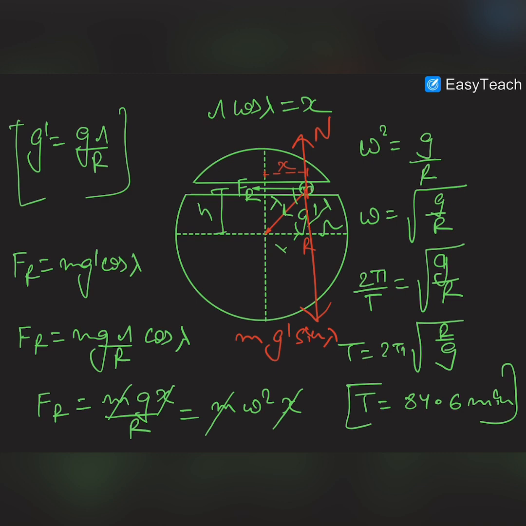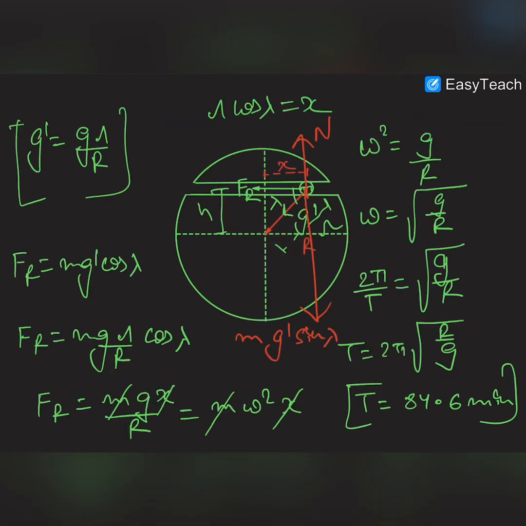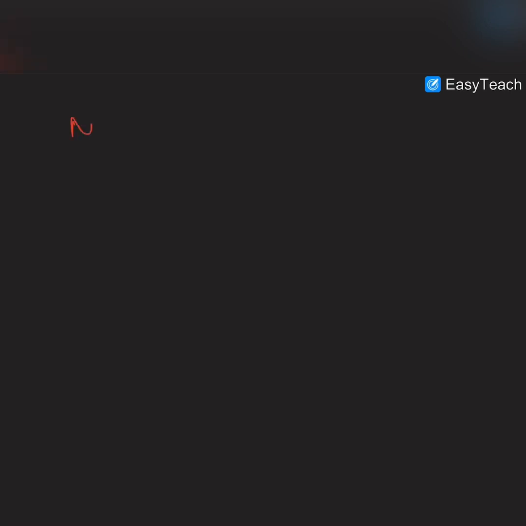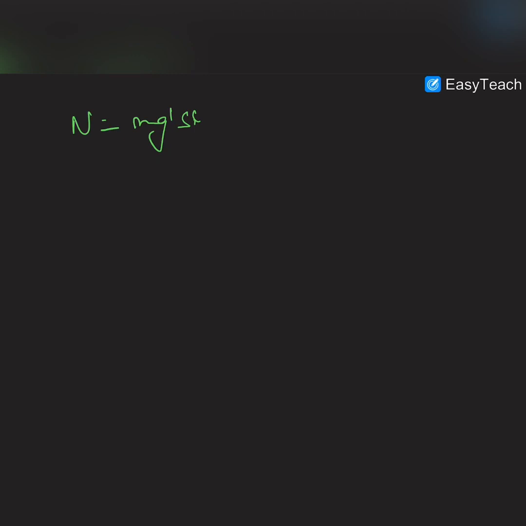And you can see that in the previous case there was no component of g' perpendicular to the tunnel, but in this case there is a component of mg' which is in the direction perpendicular to the tunnel, and therefore this component would be balanced by the normal reaction of the tunnel. So the normal reaction of the tunnel N would be equal to mg' sine lambda, and we know that g' is gr by R, sine lambda, where r sine lambda is equal to h.